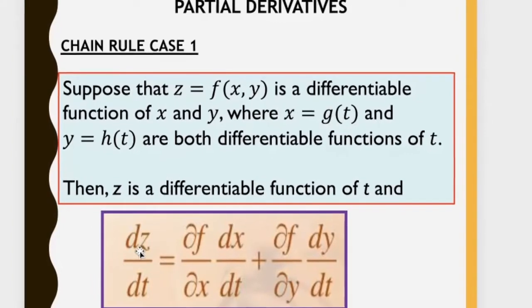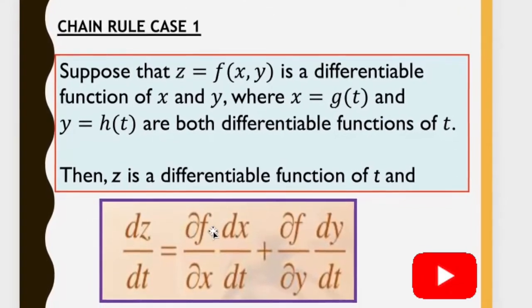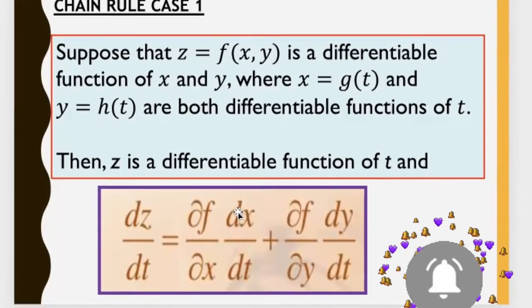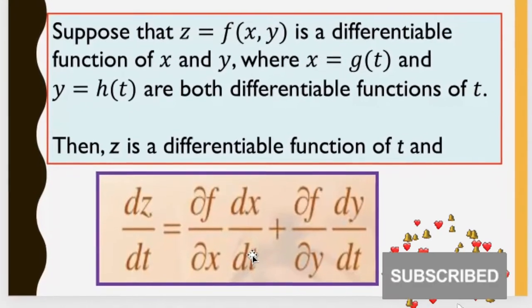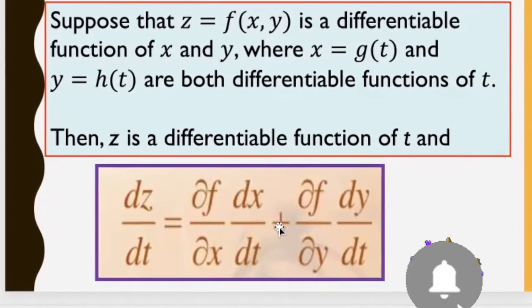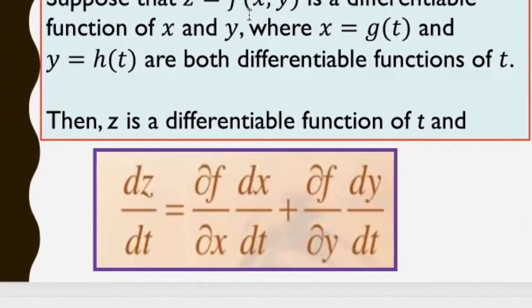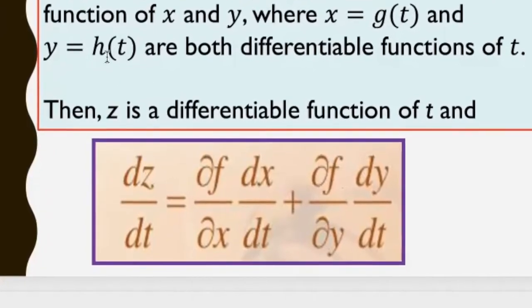We differentiate z with respect to t, and we will find the partial derivative of f, which is this function, with respect to x, times we differentiate x with respect to t, that's what's happening here, plus the partial derivative of f with respect to y, and we will differentiate y with respect to t. Let's look at an example.